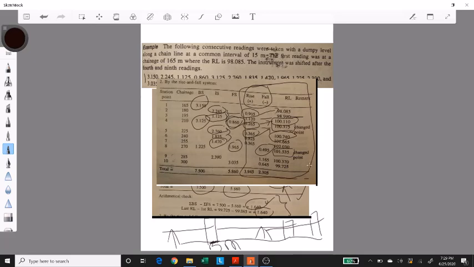So this was the first numerical. The second one and the last one in the set of slides, you should try on your own. The only difference from this question is that in that question, instead of the reduced level of the first point, they have given you the reduced level of the last point, and you have to do the calculations backwards.